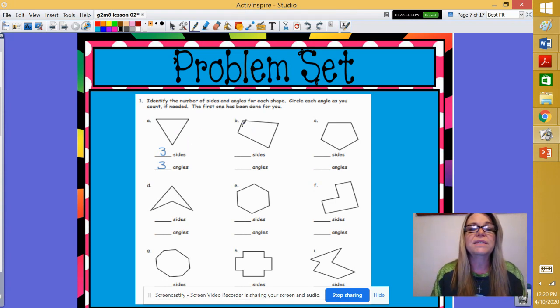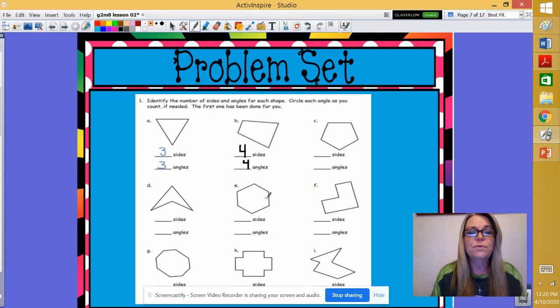All right, so let's count the sides here. 1, 2, 3, 4. So it has 4 sides. Let's see how many angles it has. 1, 2, 3, 4. It has 4 angles as well. Well, let's come down here. Let's pick this one. We're doing E now.